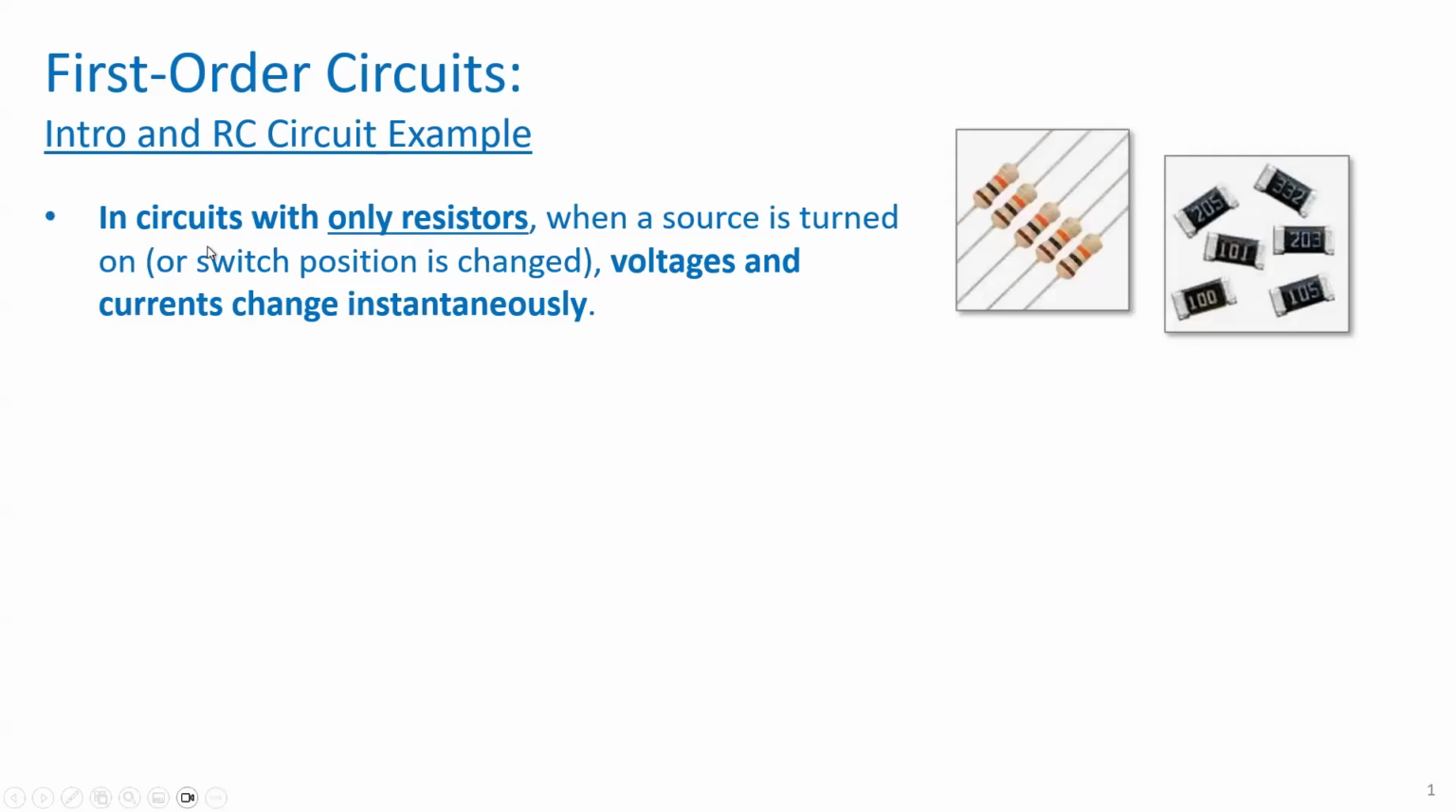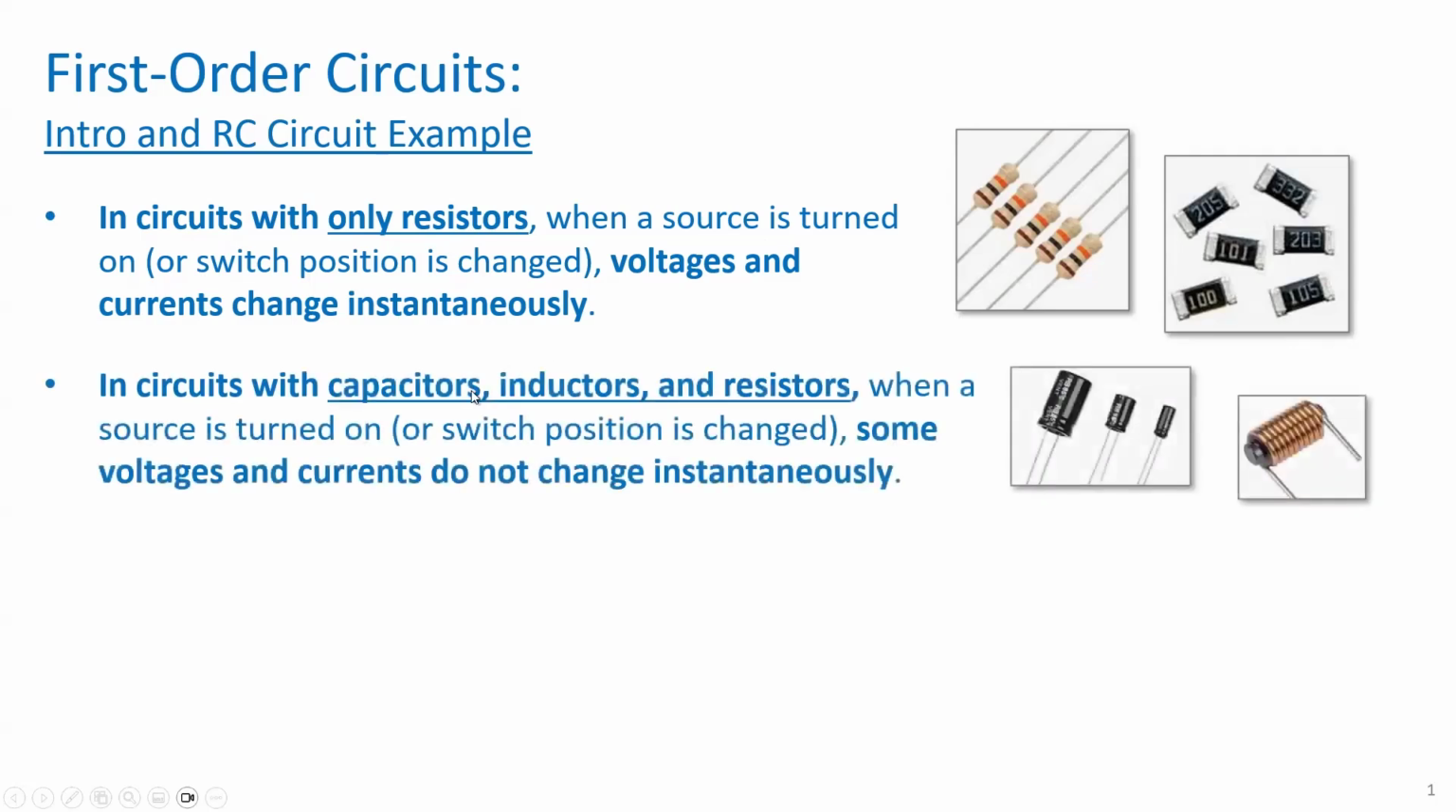But let me say in general, circuits that only have resistors have a pretty uninteresting response, I think. In circuits with only resistors, when a source is turned on or a switch position is changed or there's some otherwise rapid sudden change in the circuit, voltages and currents change instantaneously in theory. In circuits with capacitors, inductors, and resistors, when a source is turned on or a switch position is changed, or you pull a resistor out or you plug a resistor in, there's some sudden change. Some of the voltages and currents do not change instantaneously.